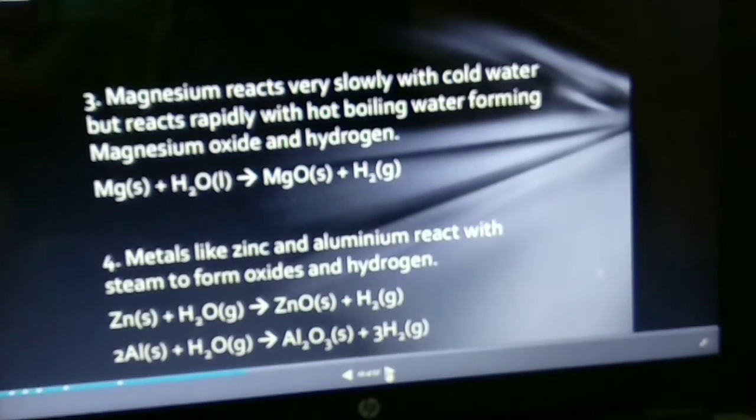Magnesium reacts very slowly with cold water, but reacts rapidly with hot boiling water, and magnesium oxide plus hydrogen gas is formed. Zinc and aluminium react with steam to form oxides and hydrogen. Zinc plus water gives zinc oxide plus hydrogen gas. Aluminium plus water gives aluminium oxide plus hydrogen gas. So the most reactive metals react with water at room temperature, but less reactive metals react with steam or hot, high temperature.